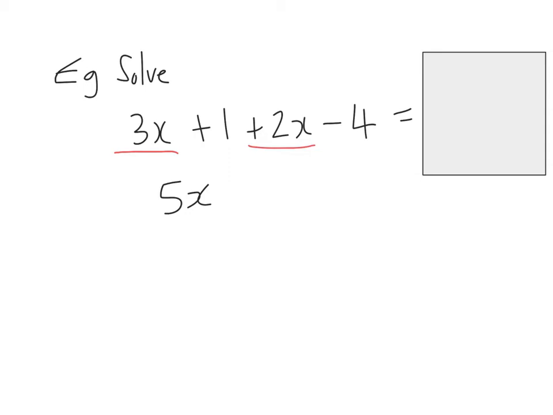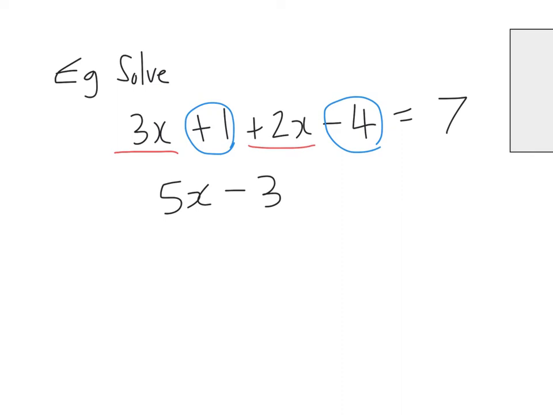And then we have a plus 1 and a 4, but don't just circle the 4, it's negative 4, so you need to take the sign with it as well. So we have 1 take away 4, which would give you minus 3, and then that equals what was on the right hand side, which was 7. So we have equals 7. So now we've simplified the left hand side.